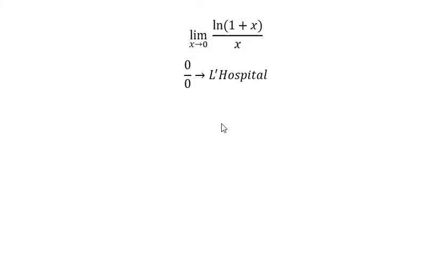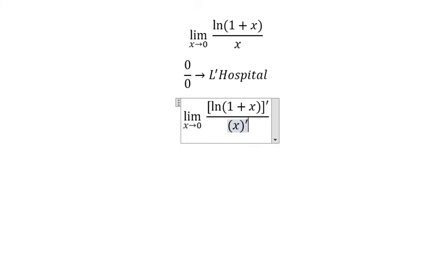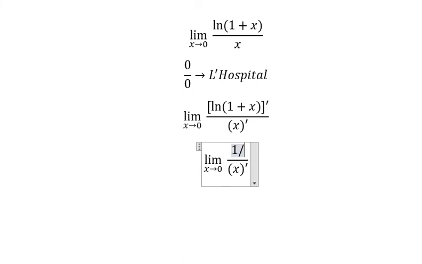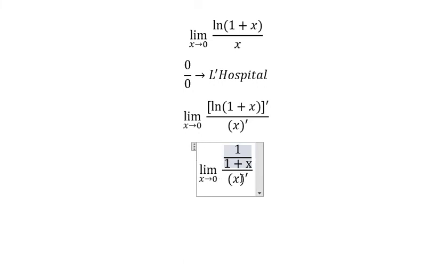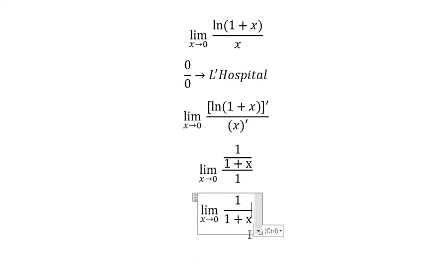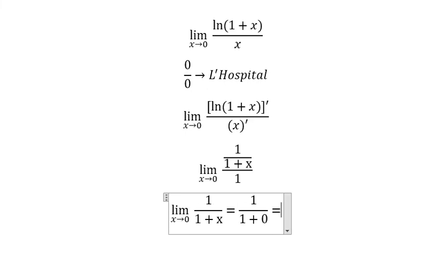So we need to first take the derivative of the numerator and denominator. So for this one, if we first take the derivative, we have 1 over 1 plus x. For this one we have number 1. Now we need to simplify it, and we can put number 0 here, and we have number 1.